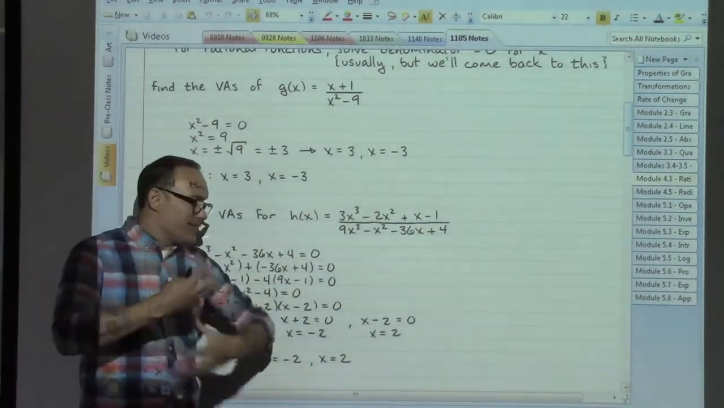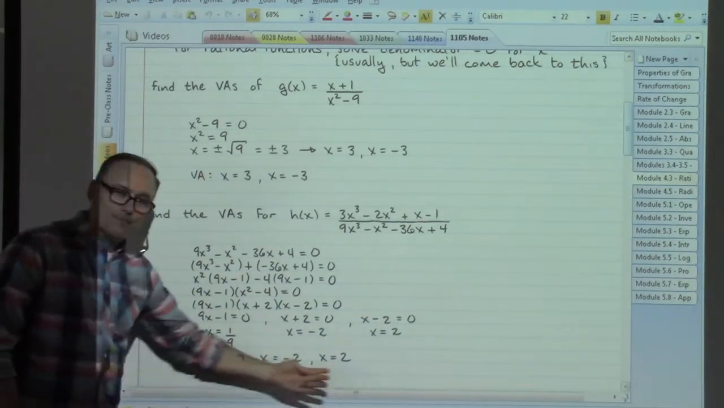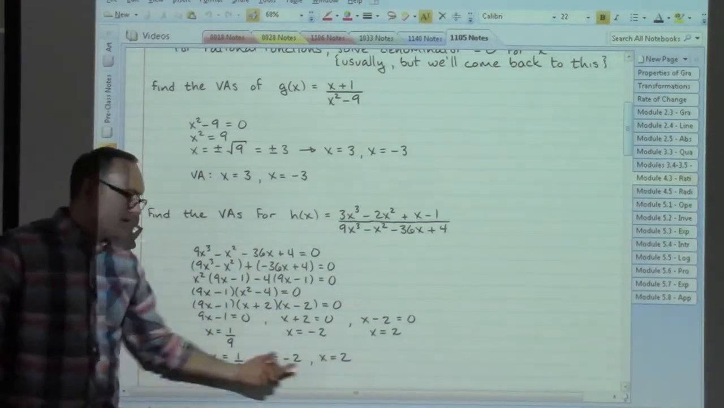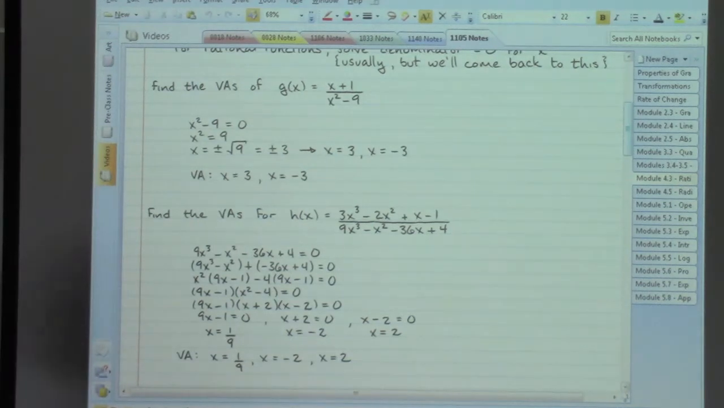So we've got a lot of that stuff kind of wrapping together. Yep, so we're expecting 3 of those vertical asymptotes, because again, we haven't thrown a wrench into the works yet. We're saving that for a little bit later.